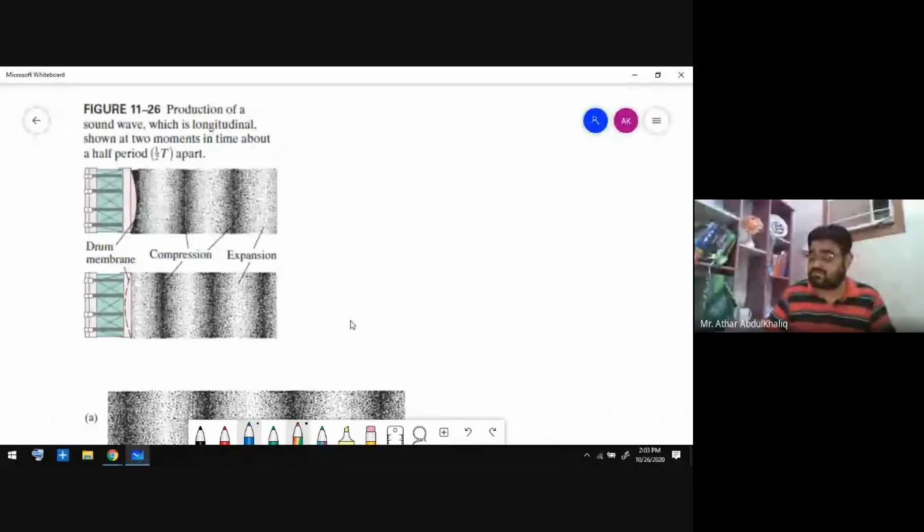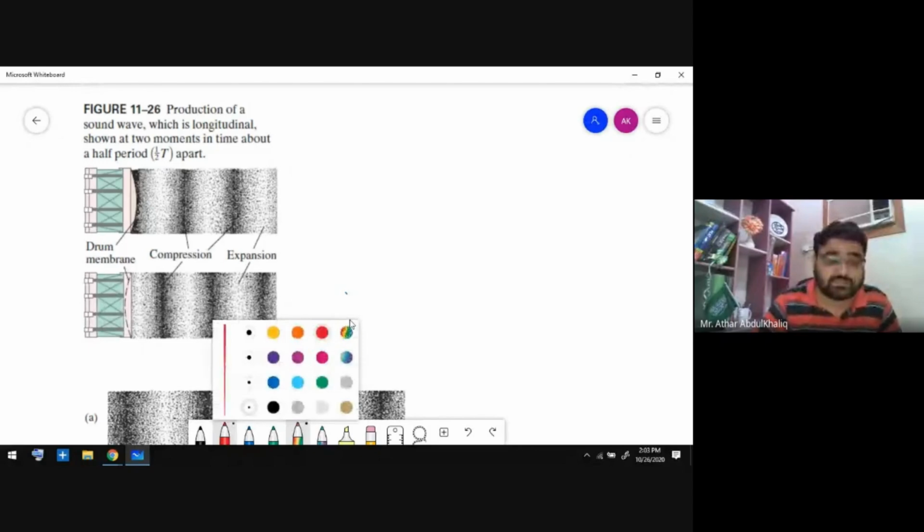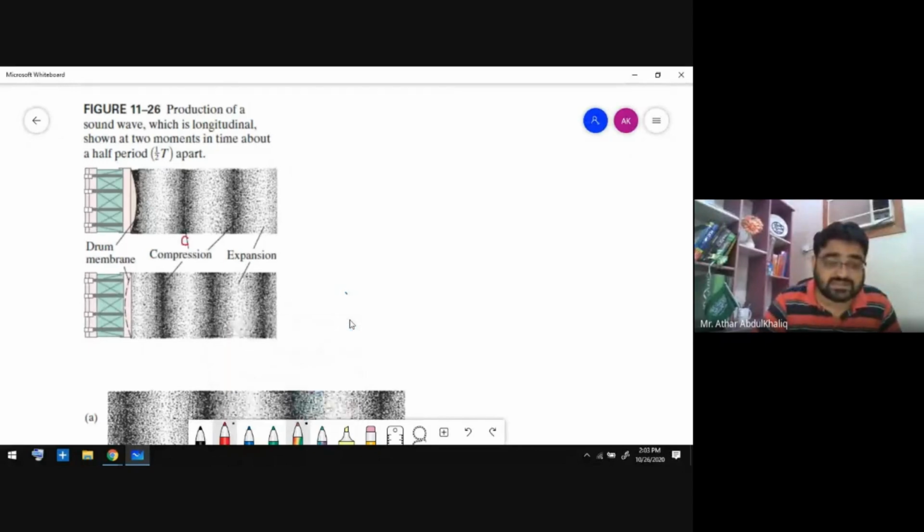Now I just want to introduce some terminologies. In this figure, the portion where density is high we call a compression. It is written in the figure that compression is the portion where density is high. So this is a compression, C, and this is another compression. The distance from compression to compression is called the wavelength for the longitudinal wave. Similarly, from expansion E to expansion E, this will also be called a wavelength, lambda.